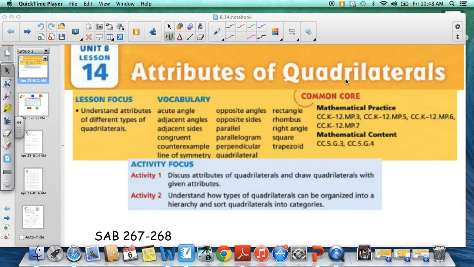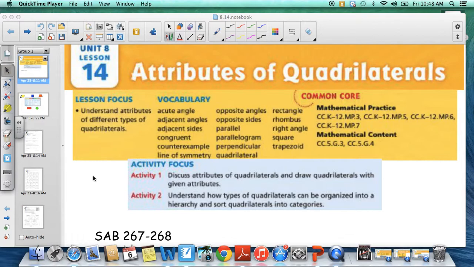Alright guys, this is Unit 8, Lesson 14. We're going to be working on quadrilaterals and their attributes. We're going to discuss the attributes of quadrilaterals and draw some, and understand how the types of quadrilaterals can be organized into a hierarchy and sort the quadrilaterals into categories. So, get out your SAB book and turn to page 267.